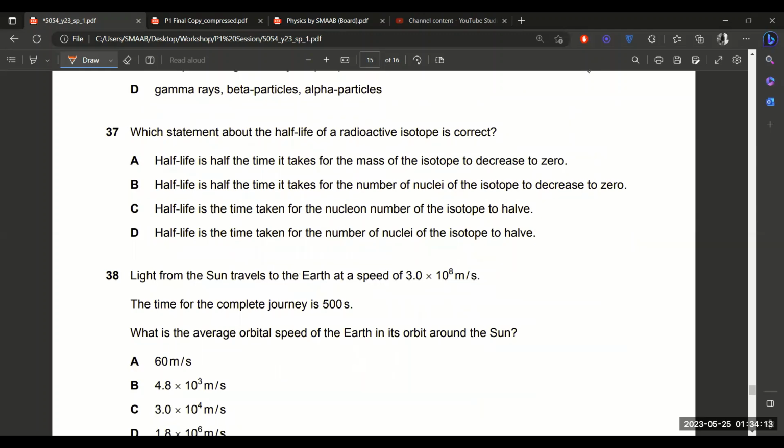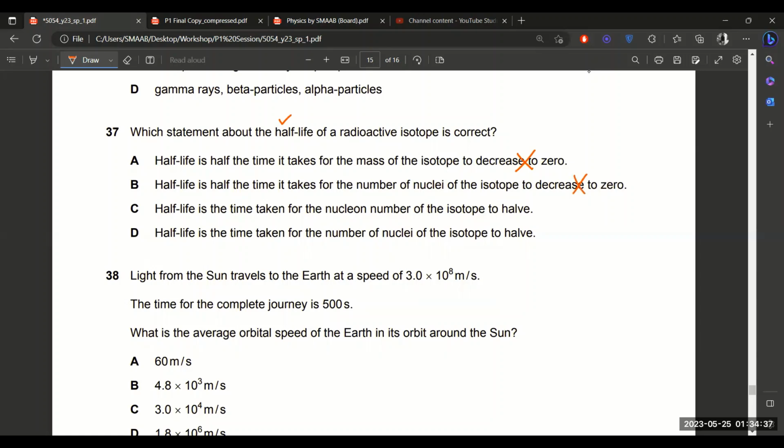Which statement about the half-life of a radioactive isotope is correct? We know the concept of half-life. So basically, they are just talking about the definition of half-life. So half-life is the time it takes for the mass of the isotope to decrease to zero. That is not possible, because we know the concept in which the mass decreases to its half. So decrease to zero is not the right choice.